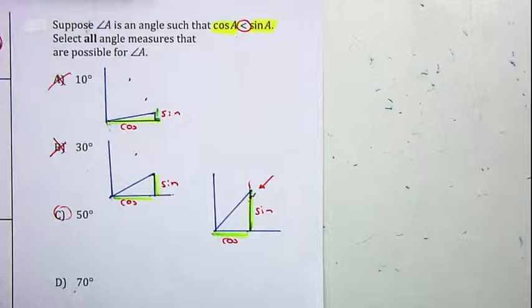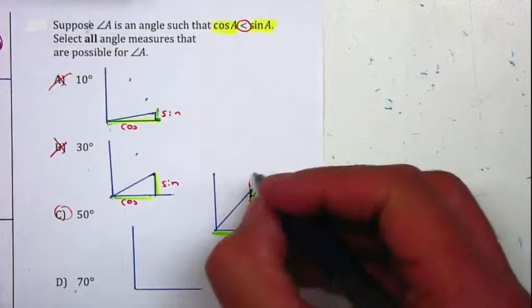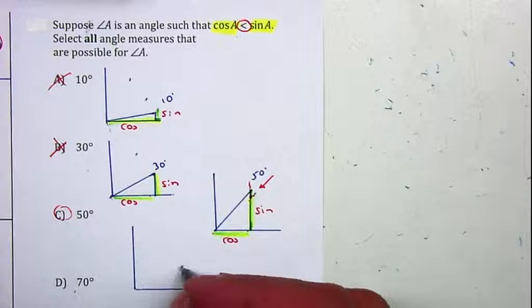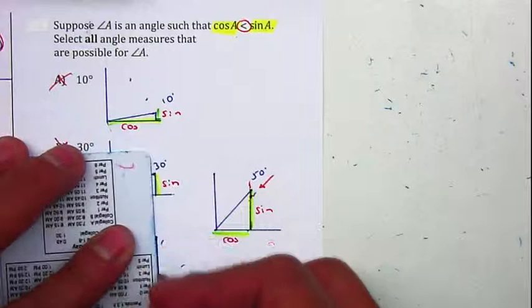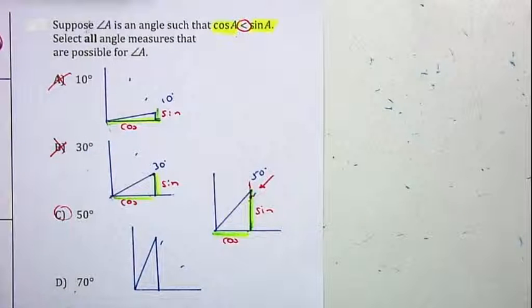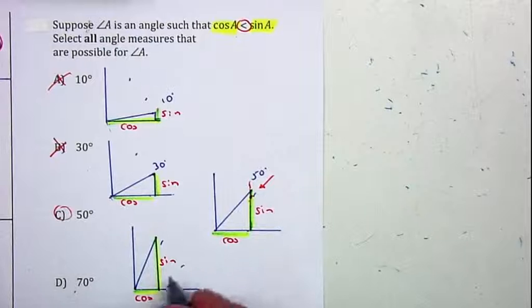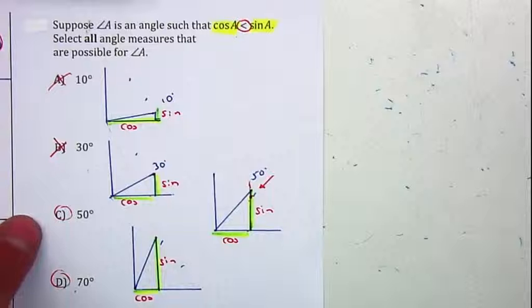And last, letter D. Let me go and build my 70 degree angle here. So that was your 50 degrees, and this was your 30 degrees, and that was your 10. For 70 degrees, we have 30, 60. 70 will be just a little higher than 60. And we're comparing your cosine and your sine. In this case, your cosine is your x-axis value, and sine is your y. And if you're able to see, your cosine is smaller than your sine, so it does apply. So therefore your answers are C and D.